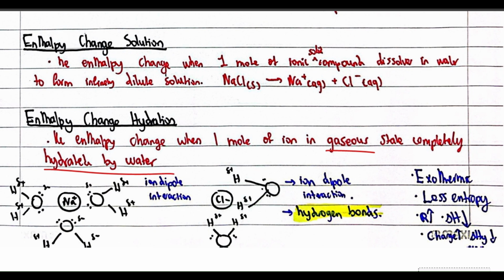As you see, this is the sodium, which is positive, it attracts the negative oxygen, and the chlorine attracts the partially positive hydrogen. Remember, this angle is 180. This has ion-dipole interaction, where this has dipole interaction and hydrogen bonds. It's an exothermic process, and that's it.